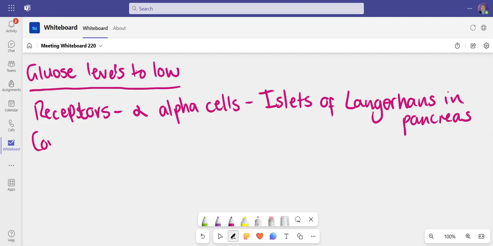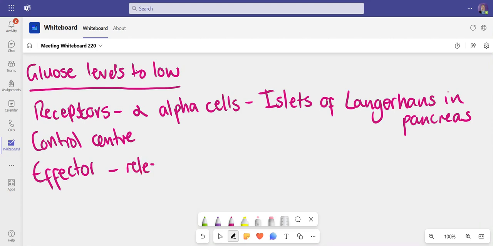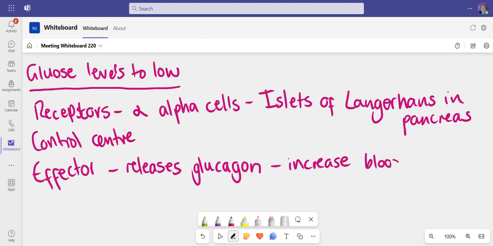Then it would go to a control centre, but we don't need to know any detail for this topic. And then it would go to an effector, and the effector is the same place. It's still the alpha cells on the islets of Langerhans. The difference here is rather than releasing insulin, it releases the hormone glucagon. So it's a different hormone, and the glucagon needs to do the opposite. Rather than decreasing the blood glucose level, it needs to ultimately increase the blood glucose.